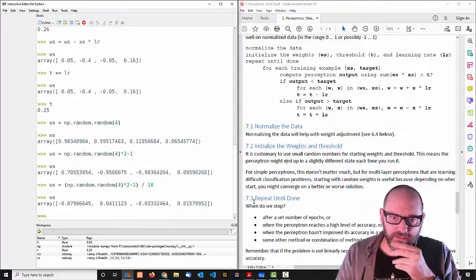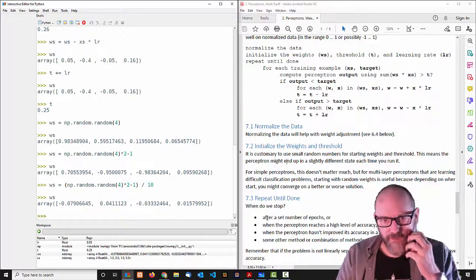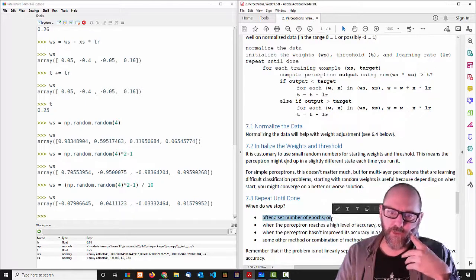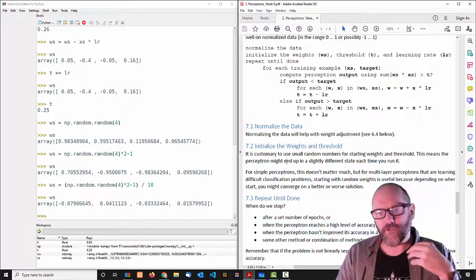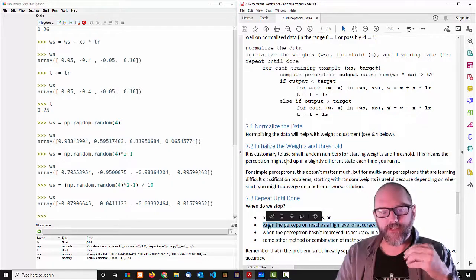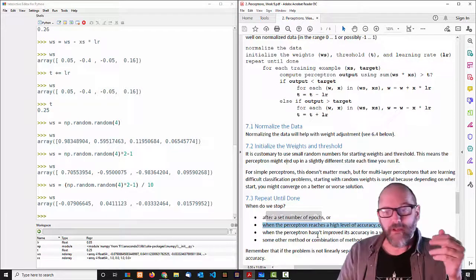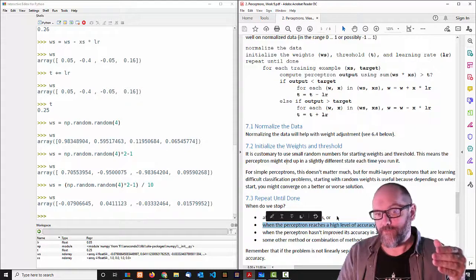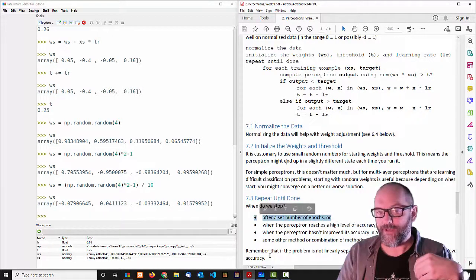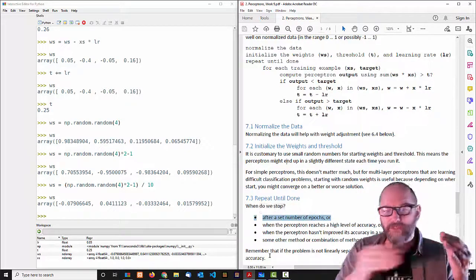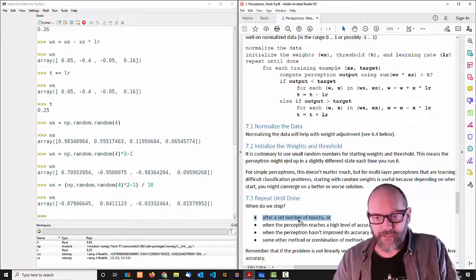Okay, then there's the repeat until done. I already kind of talked about this. The easiest thing to do is just go for a number of epochs and stop. You can also have an accuracy threshold. So if the perceptron gets above 90%, it could stop. Although keep in mind, it could never get above 90%. So you probably need this as a fallback. So go for 1,000 epochs, but stop early if it gets a high level of accuracy.